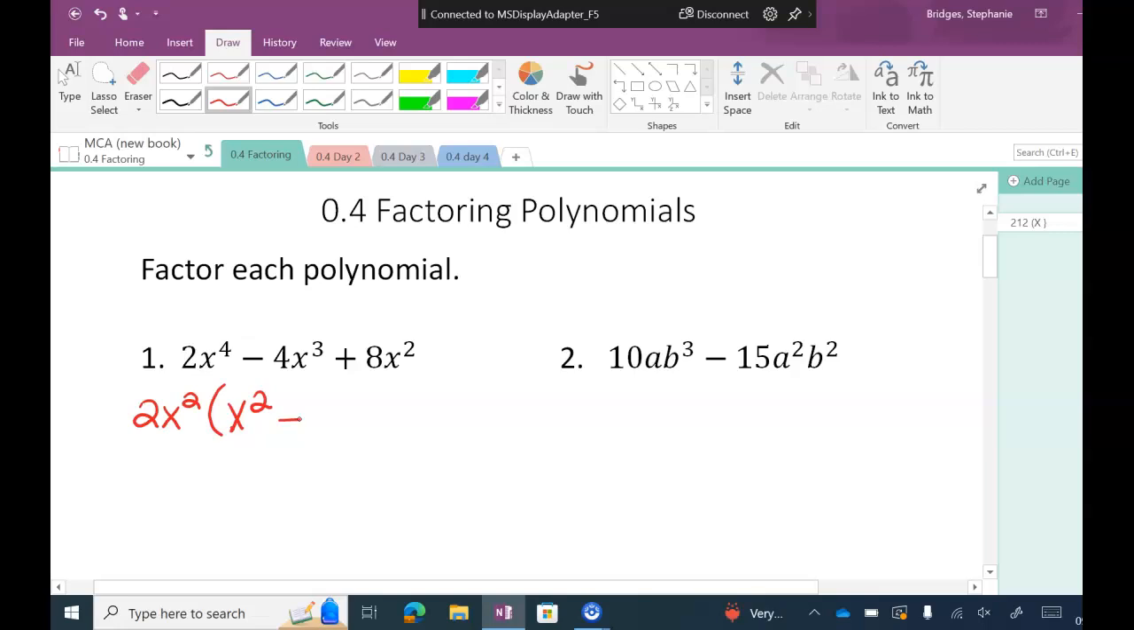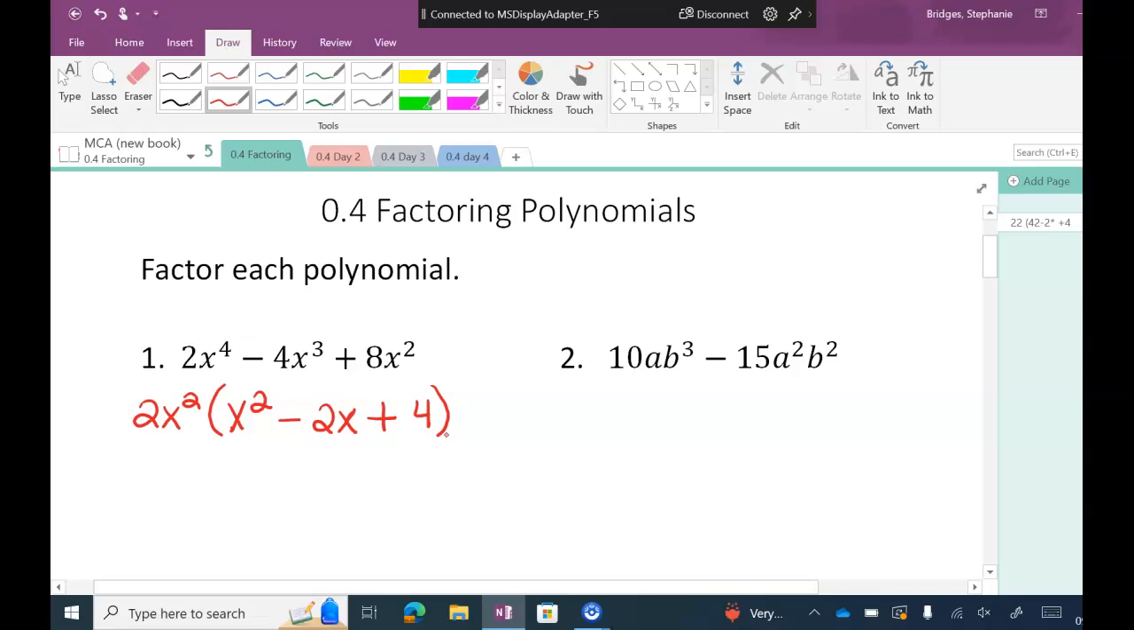And then I'm going to ask myself, what do I have left if I take 4x to the 3rd and I divide it by 2x squared? 2x, yep. And then we're going to do that last term. It's a positive 8x squared, so I'm going to bring down my plus sign. And if I divide 8x squared by 2x squared, what am I left with? 4. And then I'll close my parenthesis.